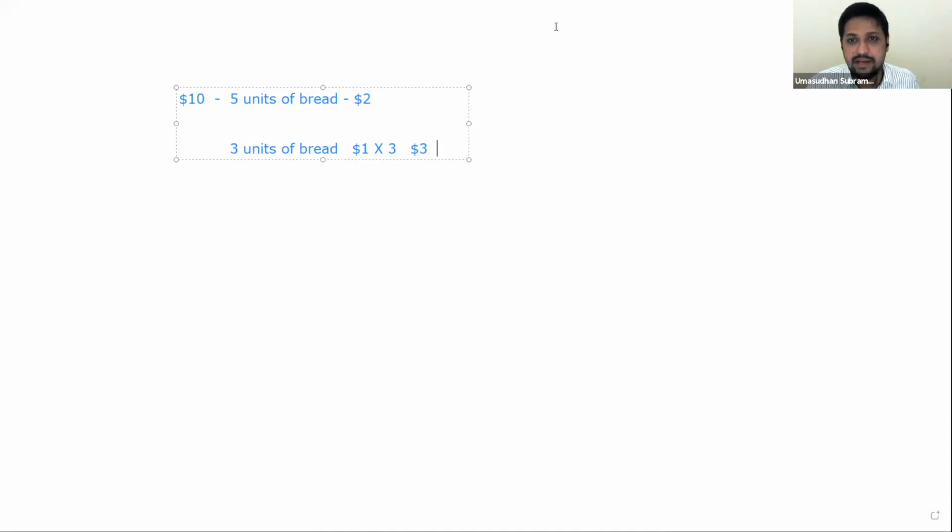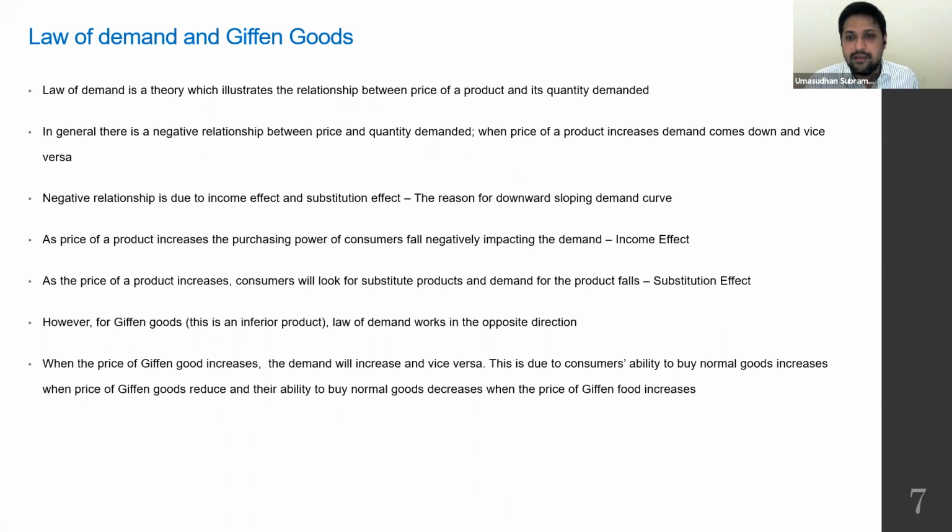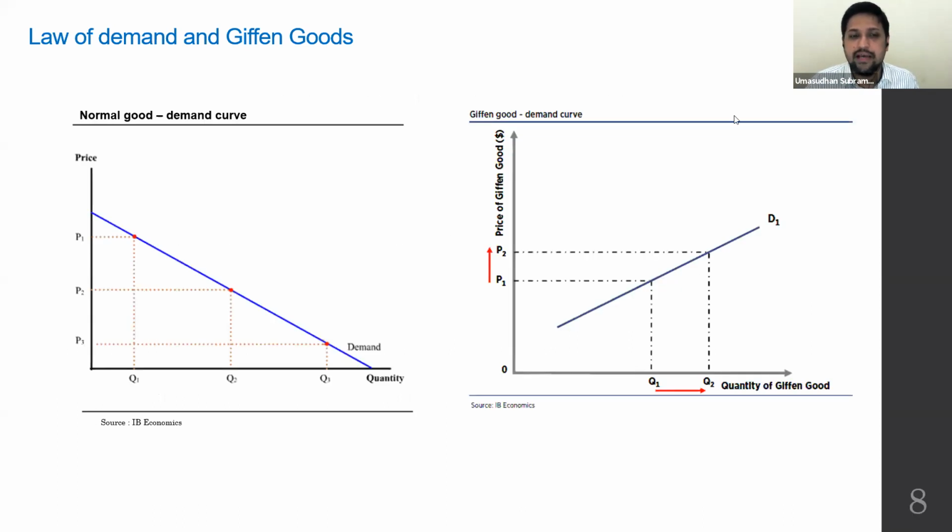So let's now go back to the slides. Here you go. Right, so now when you talk about the law of demand and given goods, you need to know that the law of demand doesn't work. It's exceptional demand. So this is what diagrammatically we can show.